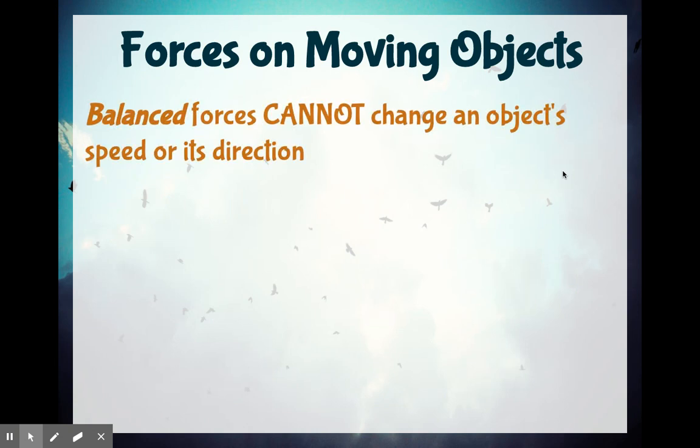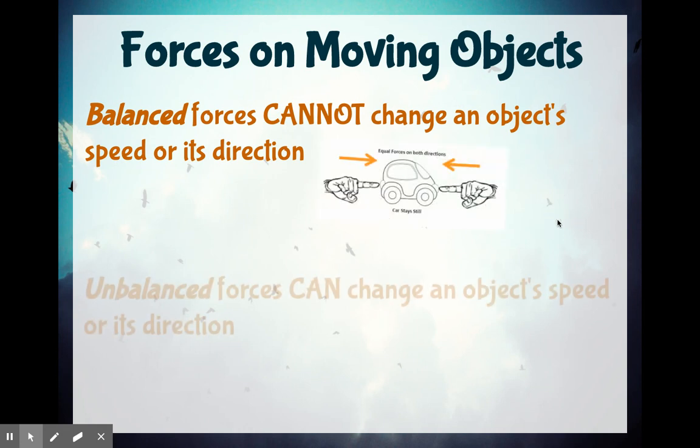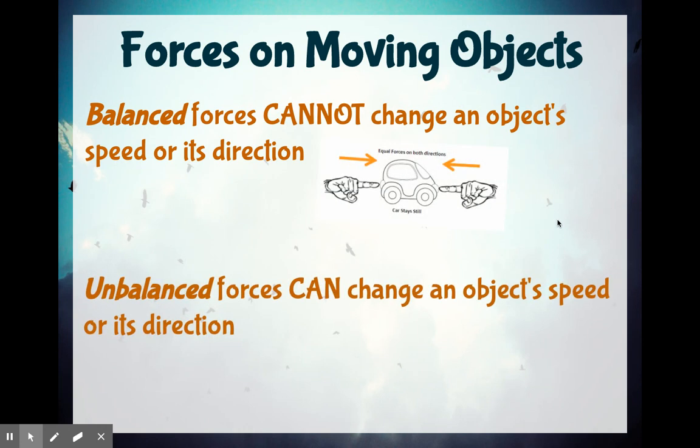So, forces on moving objects. Balanced forces cannot change an object's speed or its direction. So even if it's already moving, if there's a balanced force on something that's already moving, nothing is going to change. It's going to keep moving at its same speed. If it's an unbalanced force, it can change the object's speed or its direction or both. I know, it's crazy, right? But the balanced forces, they're just not going to change its motion.